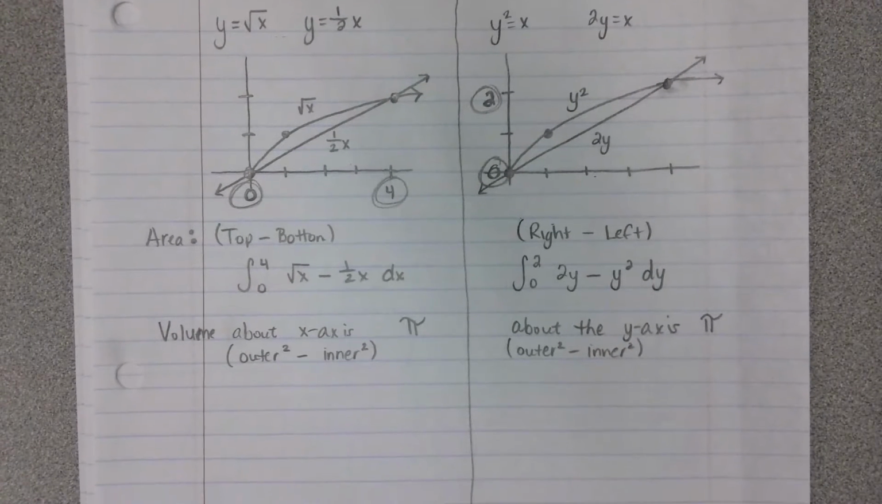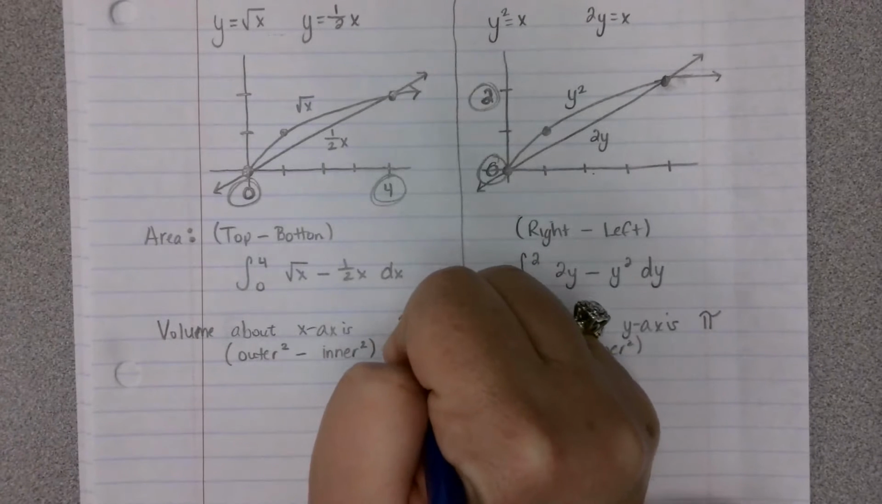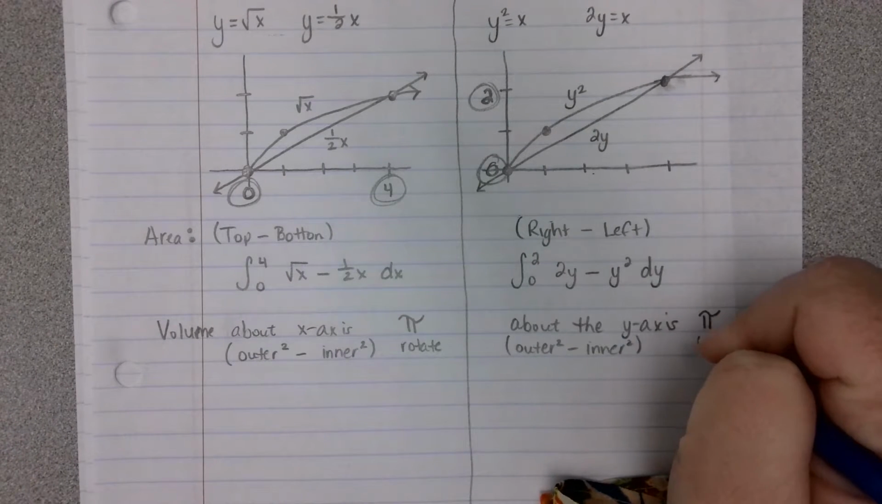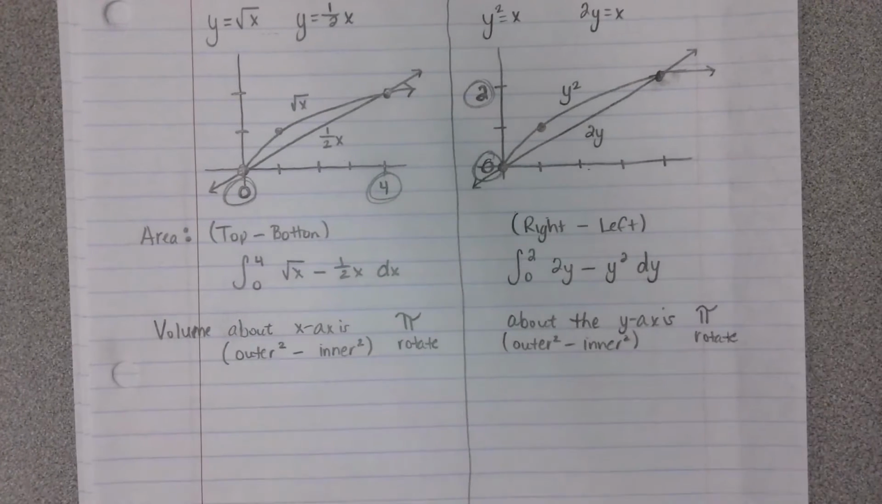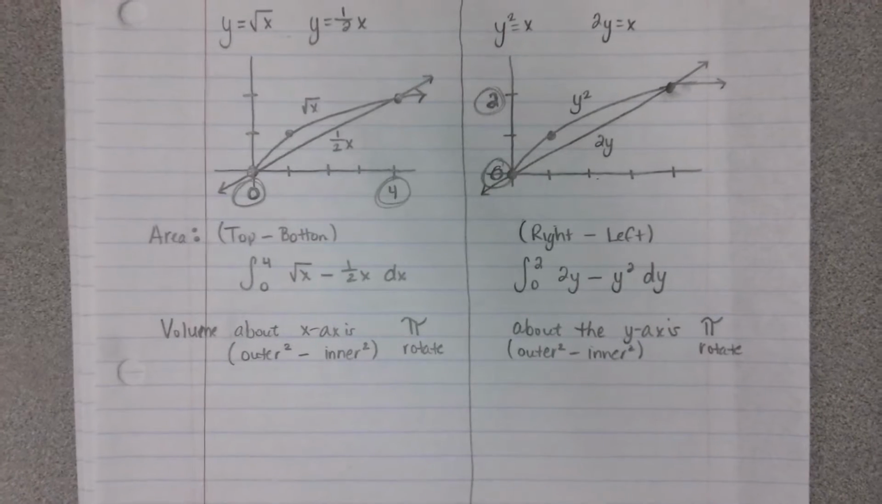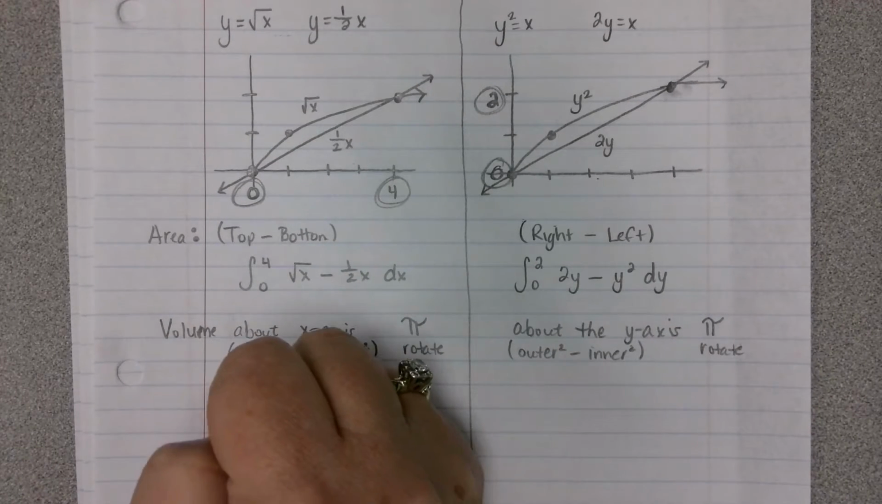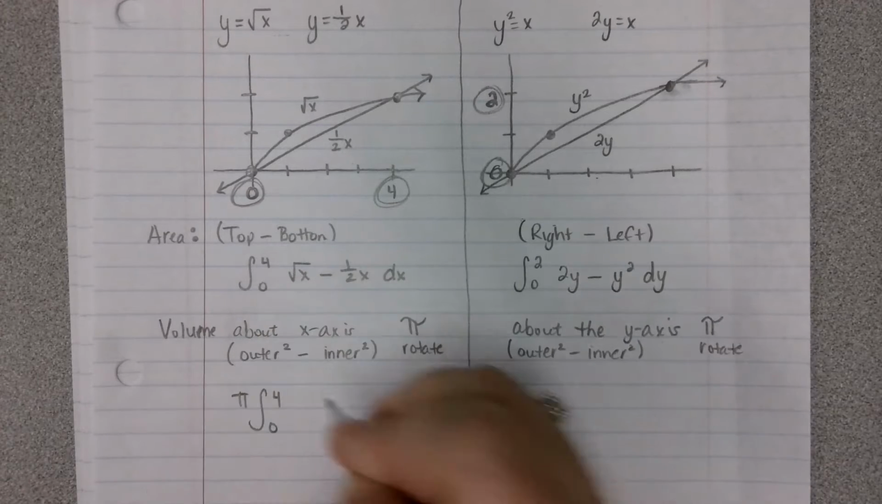So if you ever see anything that says rotate, don't forget the pi. So we have a pi on the outside. We're going to go from 0 to 4.